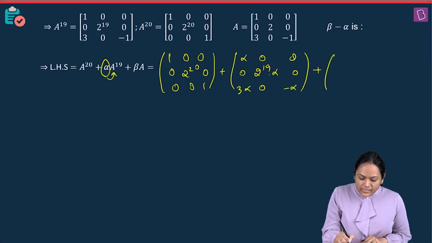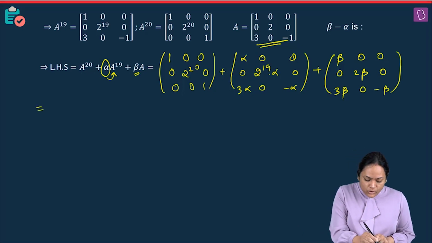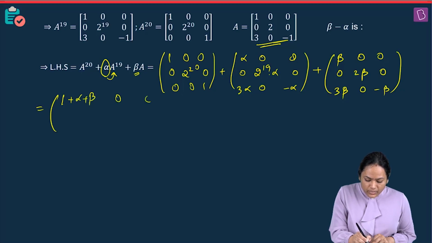And then I have plus a plus beta a. So again, beta is going to get multiplied by a. So it's going to become beta 0, 0, 0, 2 beta 0, 3 beta 0 minus beta. Right? Now, if I want to combine the elements, it's going to become somewhat like this. I'll have 1 plus alpha plus beta. Rest of the elements will become 0.